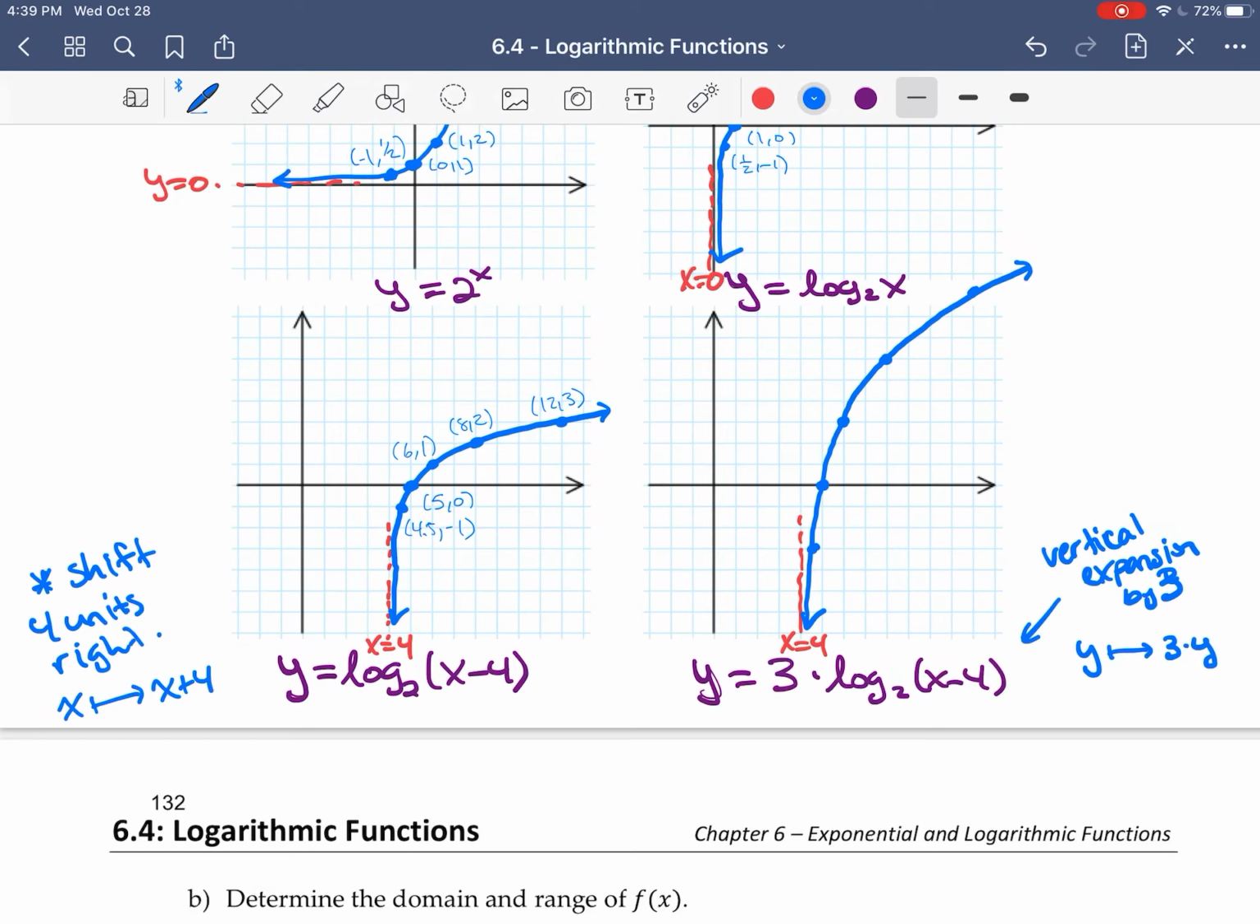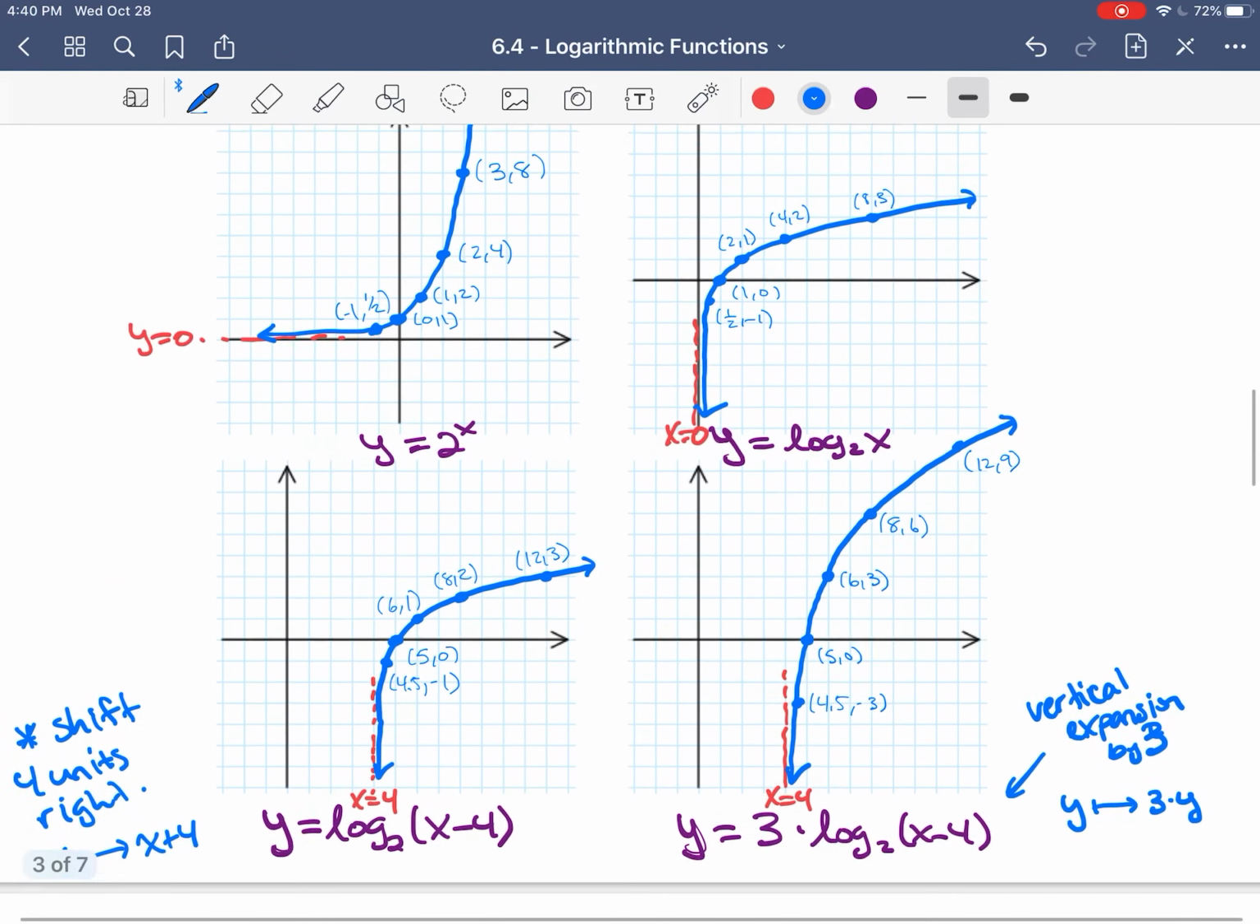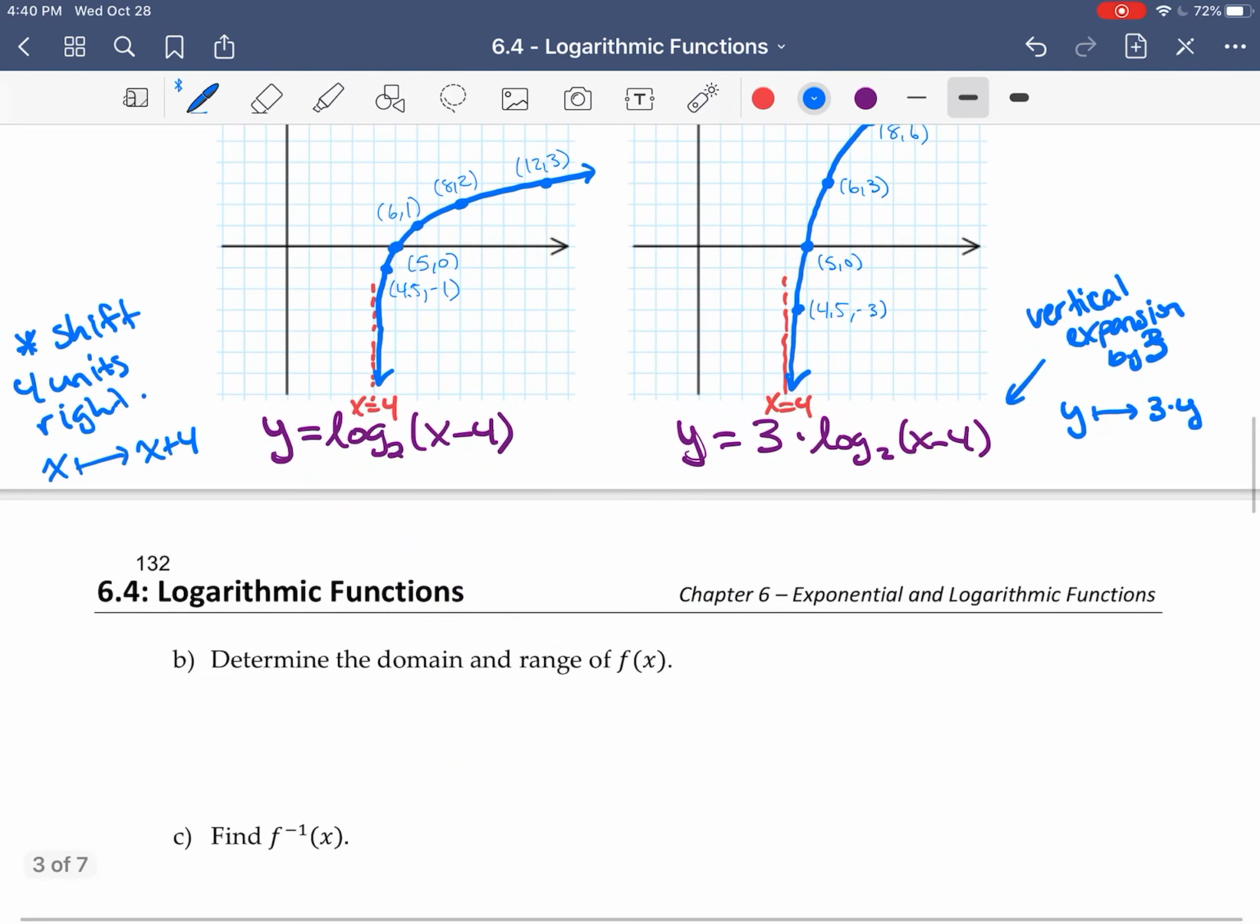So let's just label all these points again. So 4.5 and -3, 5 and 0, 6 and 3, 8 and 6, and 12 and 9. Okay, so that's what our graph looks like. Okay, so what's the domain and range of f of x? So that's our shifted graph.